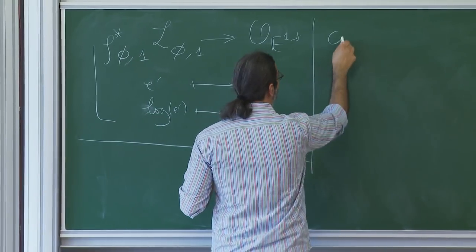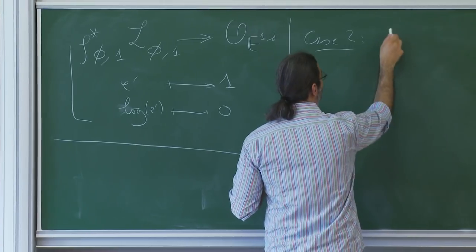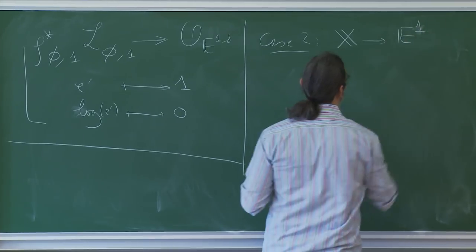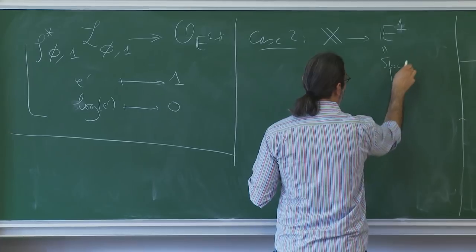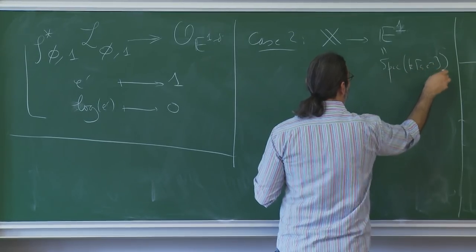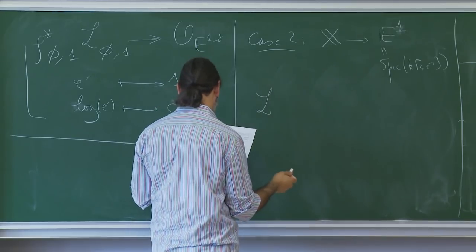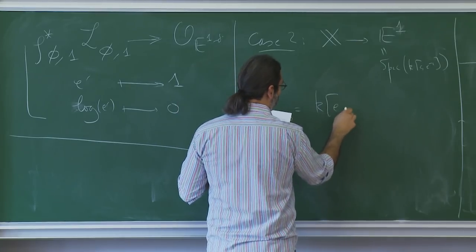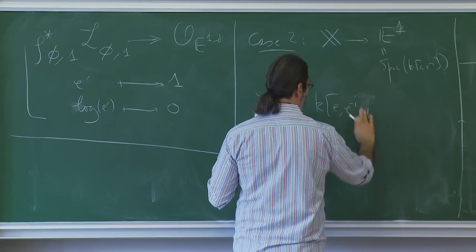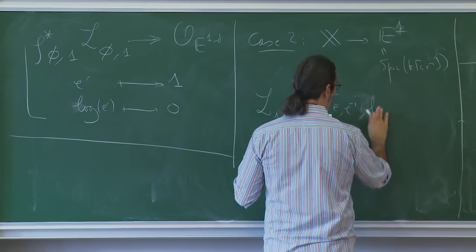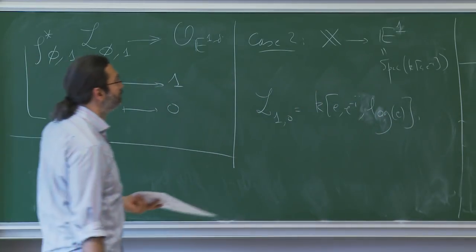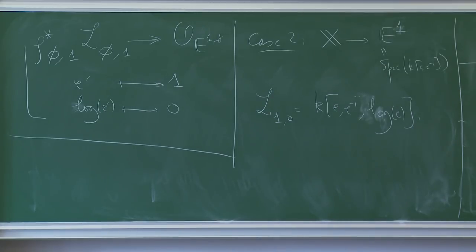And the other case I want to discuss is even simpler. Case 2. This is the case of x going to E1. Again, this is spec A, spec k e minus 1. And here the L that works is L1, 0. This is given by just the usual log algebra. Simple. Okay, so it's really just a direct proof that gives this lemma.